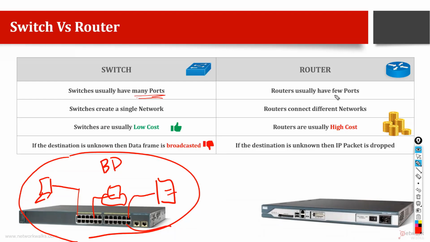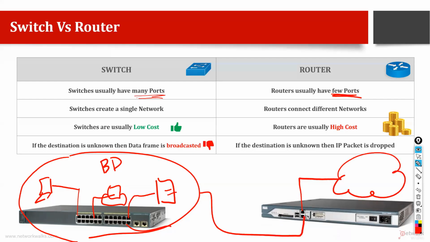And routers, they have few ports. Why? Because the routers don't have to connect the devices, they have to connect these networks. Let's say this whole network and this network. This is network number 1, this is network number 2. So a router just connects the networks. Inside those networks there might be switches.